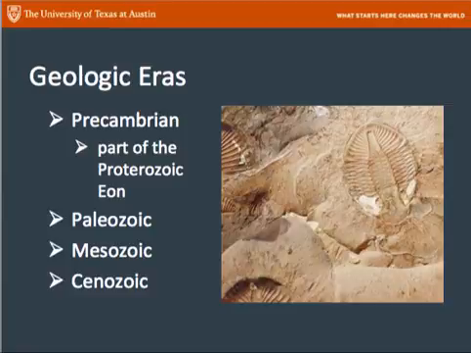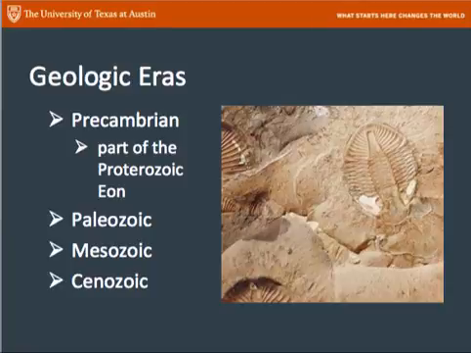The biggest divisions are eons and then eras. Let's talk about geologic eras for just a minute. There are 4 that we'll look at in detail. The Precambrian, which is part of the Proterozoic eon, the Paleozoic, the Mesozoic, and the Cenozoic. Let's hear those words again. Proterozoic, Paleozoic, Mesozoic, Cenozoic. They all end in zoic, and you know what zoology is, right? Study of life. So they're all about life. Proterozoic means before life, Paleozoic, early life, Mesozoic, middle life, and Cenozoic means young life.